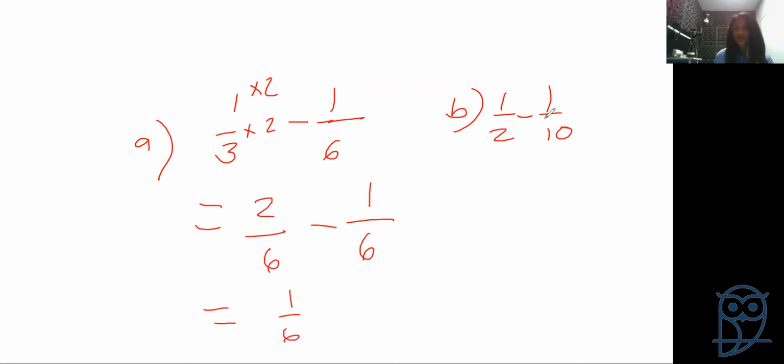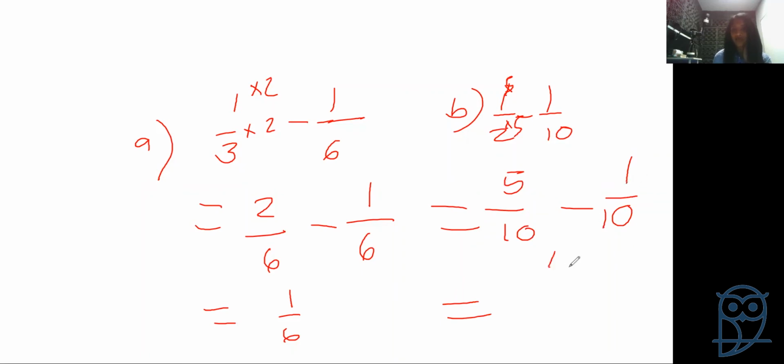So 1 over 2 minus 1 over 10. What will I do here? Okay, my denominator is 10. So I'm going to multiply by 5, multiply by 5. 1 times 5 is 5. 2 times 5 is 10, minus 1 over 10. And 5 minus 1 is 4, and our denominators are the same. So our answer will be 4 over 10. Anybody unsure of what we're doing?